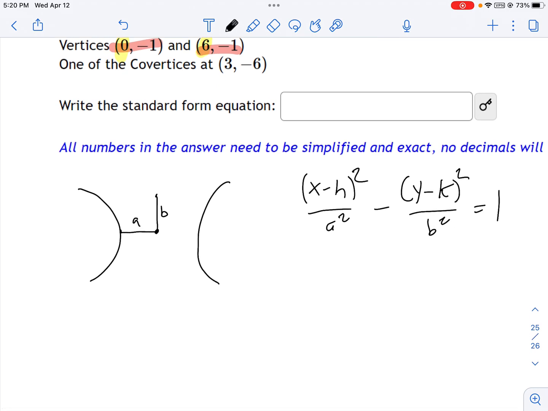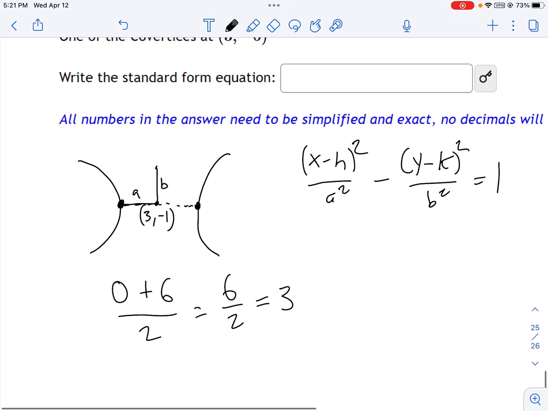We know that the center has to be smack dab in the middle of our two vertices. So if we have one vertex at 0 and the other at 6, what's the halfway point between them? Half of 6, which is 3. That means that (3, -1) will be our center, because the y value isn't changing between any of these points, so it's -1 for that one. And it's just the x value you have to find the middle of.